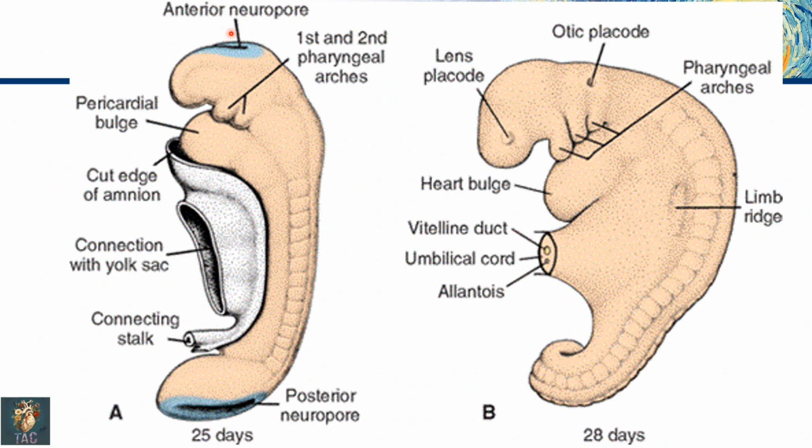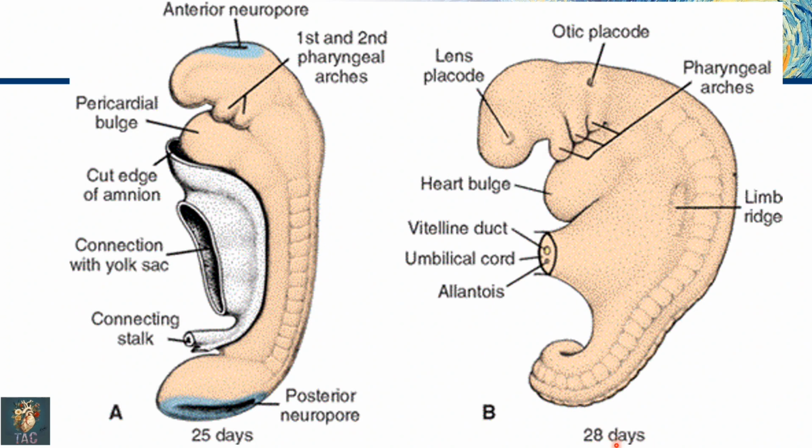So the anterior neuropore usually closes at the stage of the 18 to 20 somite at day 25, and the posterior neuropore closes at day 28 when it is the 25 somite stage. So in this stage you can see this is a 28-day embryo in which both the anterior and the posterior neuropore are closed, and the neural tube is present in the form of a closed structure. Also you can notice at this stage the lens placode is present, the otic placode is present, and also the first, second and third pharyngeal arches are present.